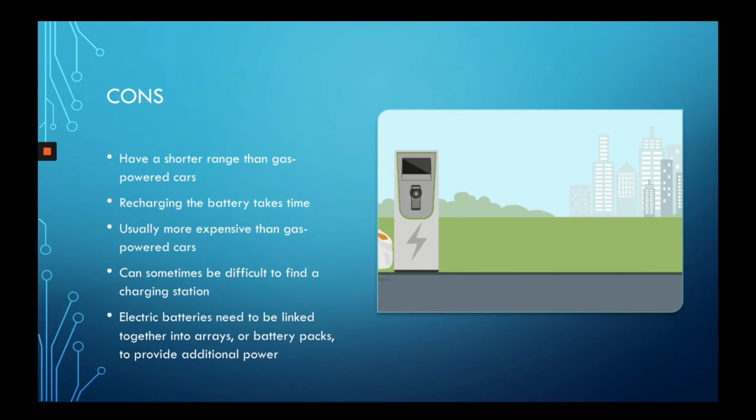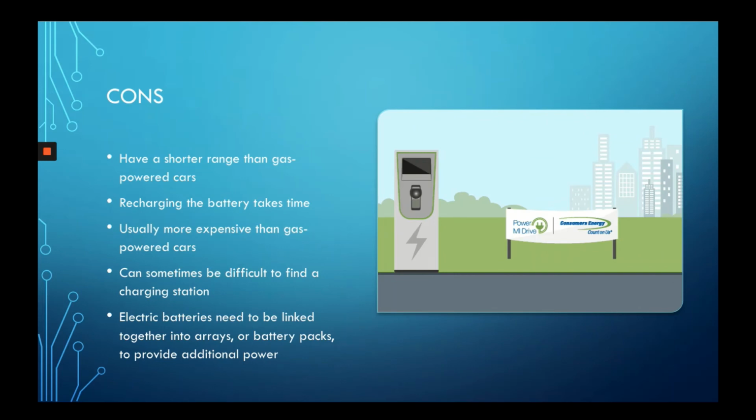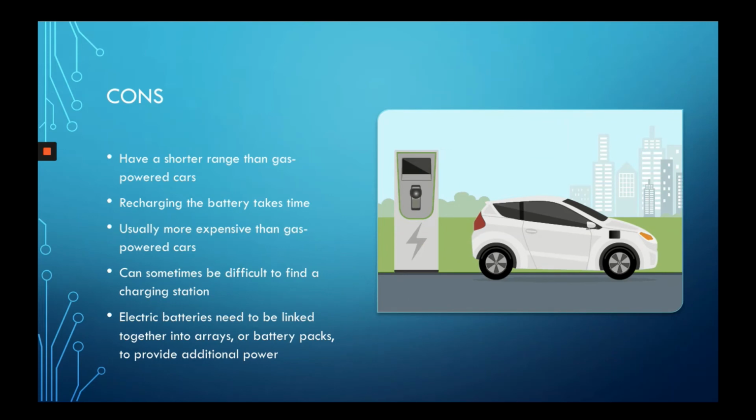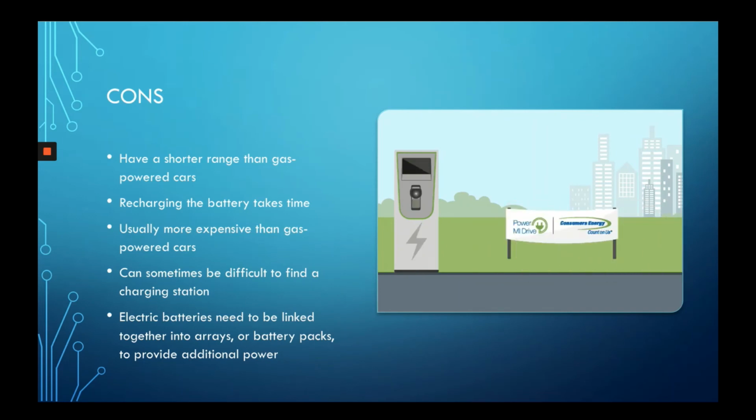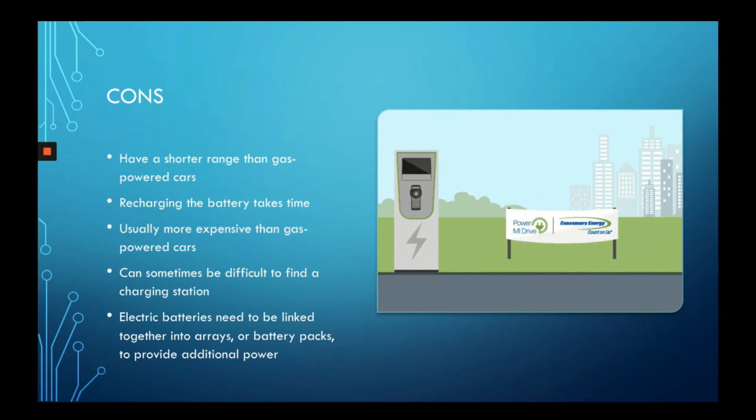But while electric cars are becoming more popular, the number of charging stations is also growing. But if you're in a rural area, it might be more difficult to find a charging station. And then the last one is that electric batteries need to be linked together into arrays. So basically they're a lot heavier than a gas motor would be, which adds extra pounds to the vehicle's weight. For example, the battery pack in a Tesla weighs about 1,000 pounds, which greatly reduces the car's range.